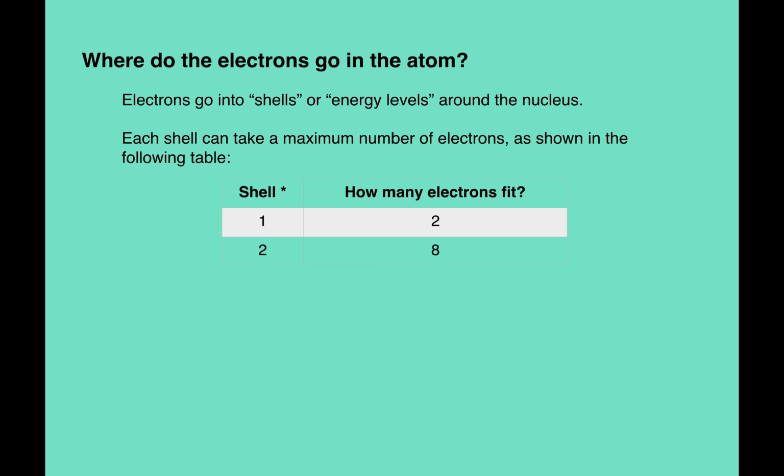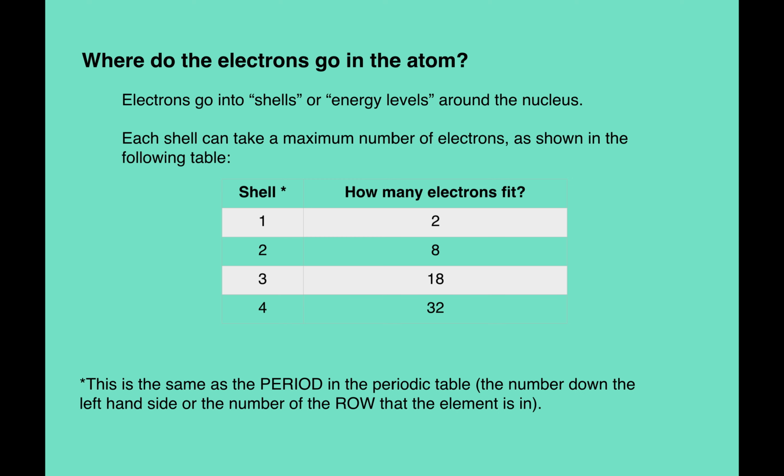Now, without going into too much detail, remember that electrons are also negatively charged, so they repel each other because they have the same charge. Like charges repel, so they need a bit more space if they're going to be together. So in shell 2, we can have 8 electrons. Shell 3, which is further from the nucleus, we have a possible 18 electrons. Shell 4, 32 electrons, and so on. And that's well beyond IGCSE.